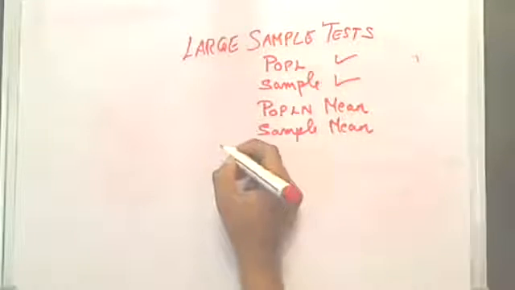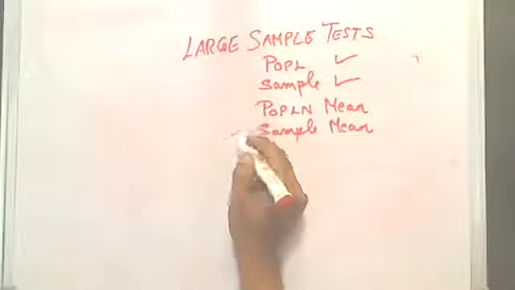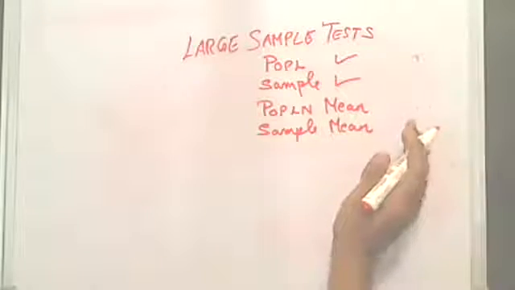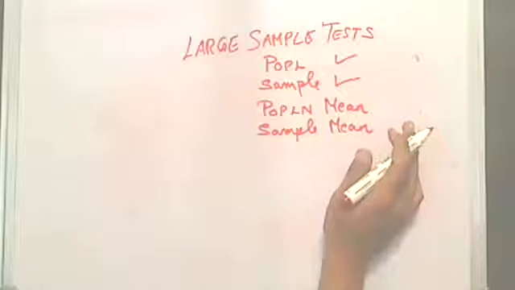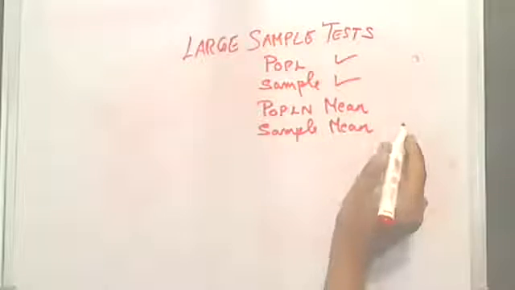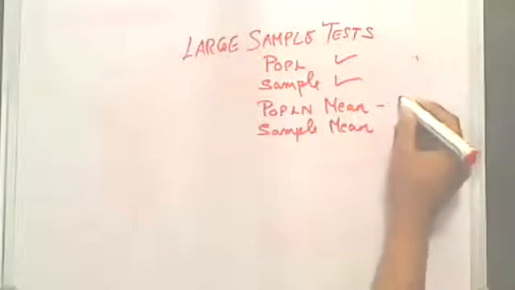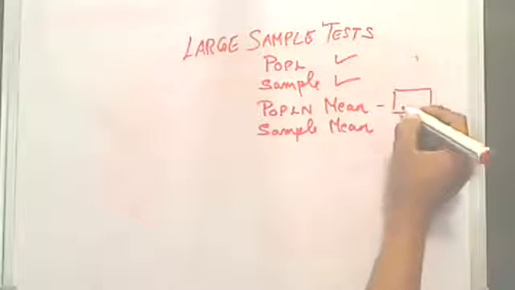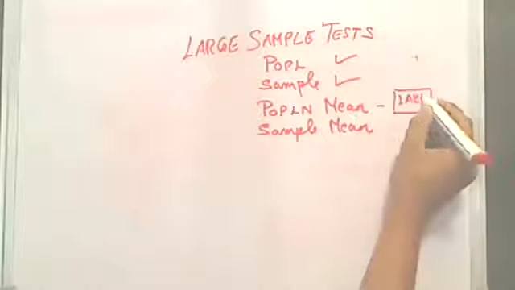So population mean here refers to the average. I know mean is calculated differently, but for the sake of simplicity, I'm just going to call mean as average. Population mean is always a large number because you are looking at a population here. It always happens to be large.